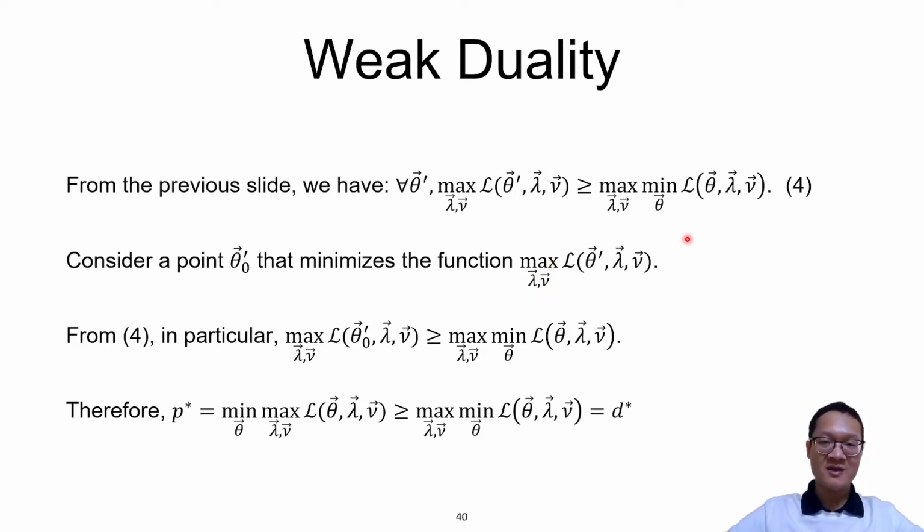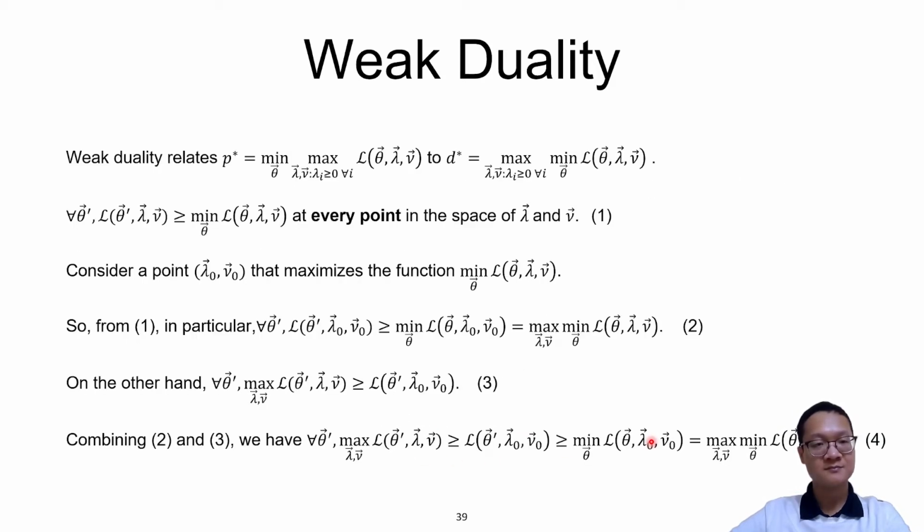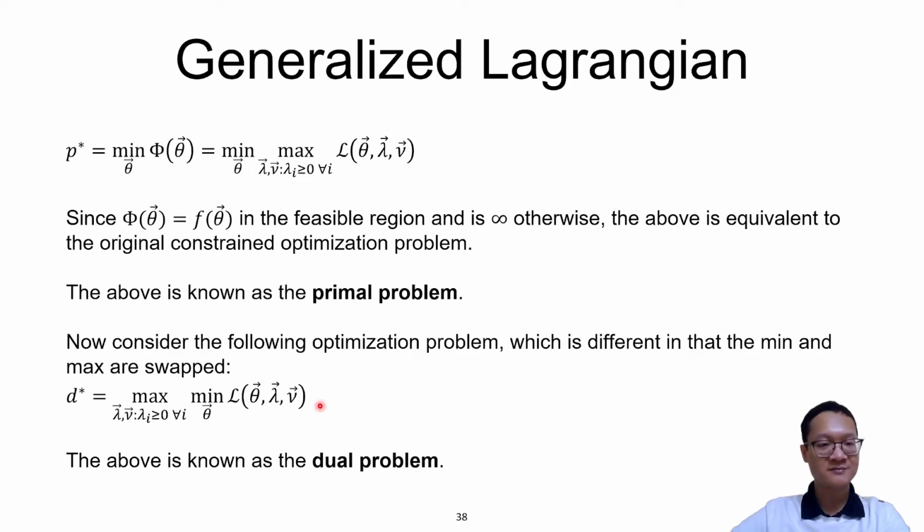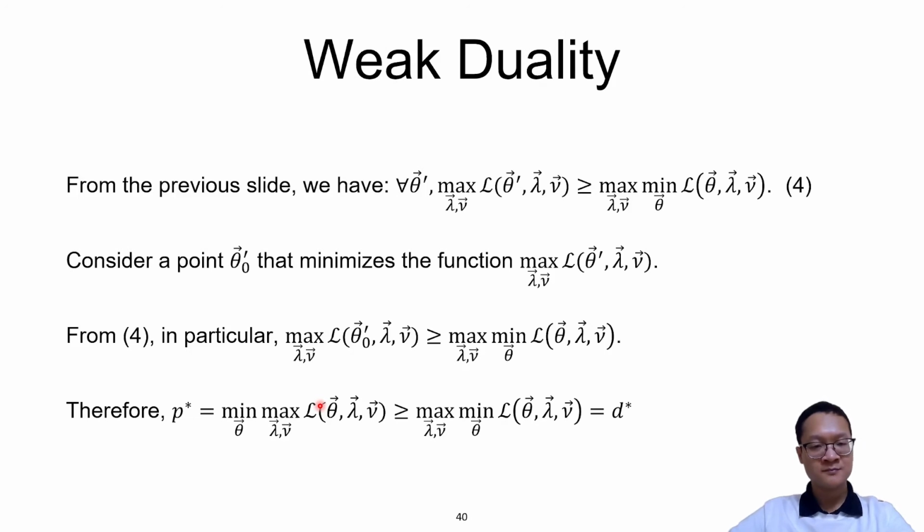For this particular theta prime, equation 4 is still going to be true, right? So we can put this theta 0 prime in here, and equation 4 will still be true. But then this is the same as min over theta of this function. This is basically plugging in the minimizing theta prime, and it writes down the value of this function when we minimize over theta. So then we still keep the inequality. Now if you look at this again, the left-hand side is P star and the right-hand side is D star, which is what we had over here. So now we have shown that P star is always greater than or equal to D star.